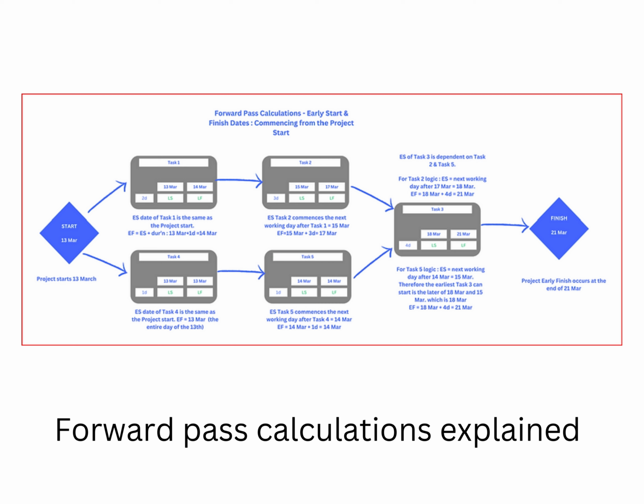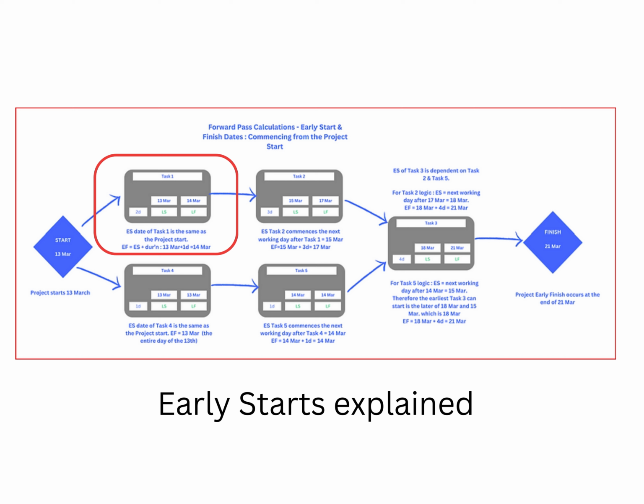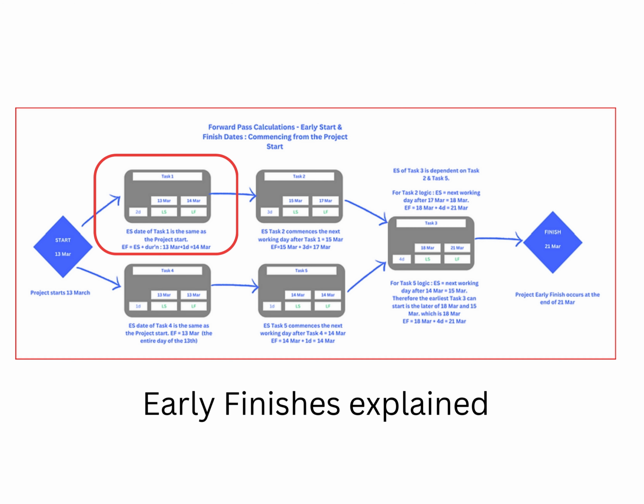Starting with the tasks at the beginning of the diagram, complete the early start and early finish for each task in turn, following the arrows to the next task. The early start of a task is the same as the early finish of the preceding task. If there is more than one predecessor task, then there are several possible early start figures. Select the latest of these. The early finish for each task is equal to the early start plus the duration of the task.